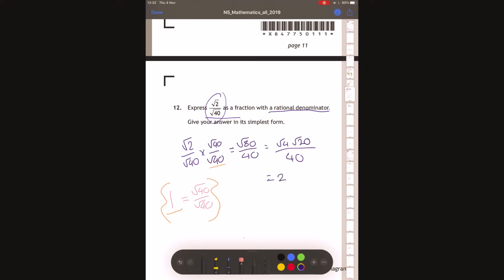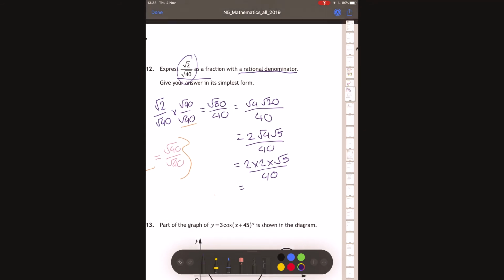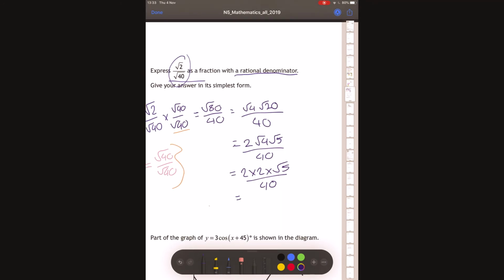Move it down here. What is root 4? 2. So I've got 2 times root 20, but we can go further and separate root 20 into root 4, root 5, all over 40. Oh, look, we have another root 4. So we have 2 times 2 times root 5 over 40. Collecting all this together, 2 times 2 is 4, root 5. So we have 4 root 5 over 40.